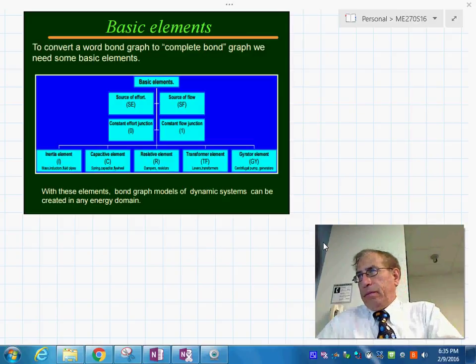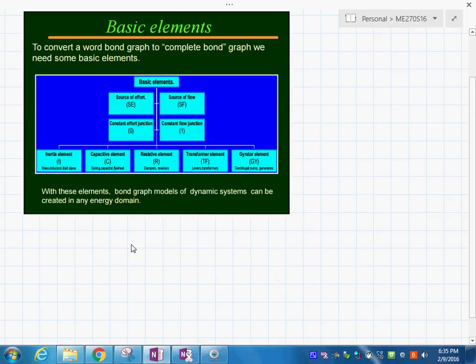So I think that the easiest one to take on first is going to be the R element, which will introduce us in a simple way to the subject. So here I'm going to put the R element. So we're going to call it the resistive element.